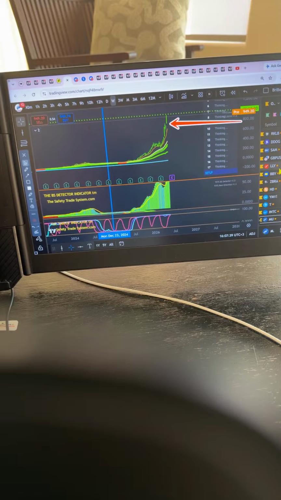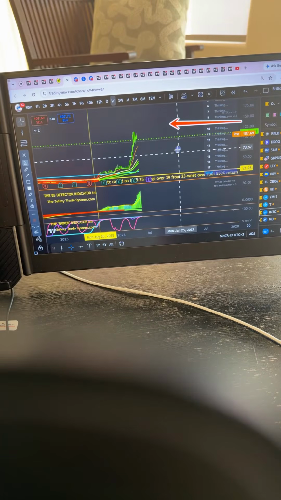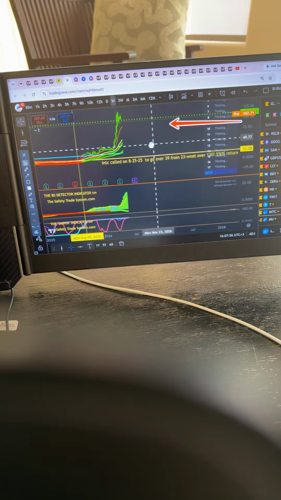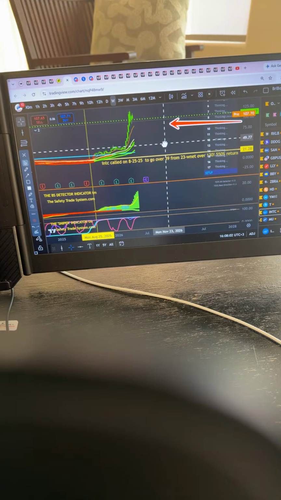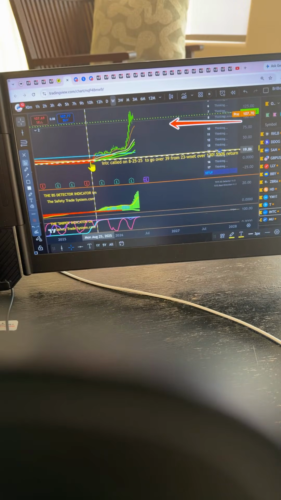What's another one we can find? I want to find one that's under. And Intel, don't get me started on Intel. Also, by the way, called out right where that gold line is. We caught it at around 28. Intel called on 825.25 from 23, to go over 39. It went to 130 and I was thrilled. So we called Intel at 23 and it went up to over 130.